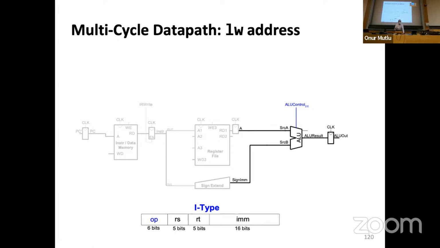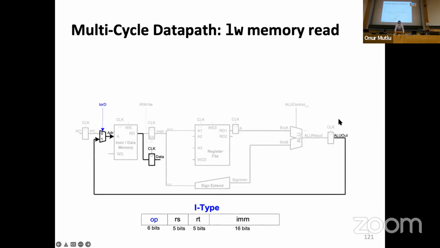Okay, so that's the next cycle. Now we've done 1, 2, 3 cycles, right? Now what do we do? Basically, we need to do a memory read. Remember, we have only one memory now, because we can get away with one memory. We don't need 2 memories, or 2 memory ports, because we're not single cycle.